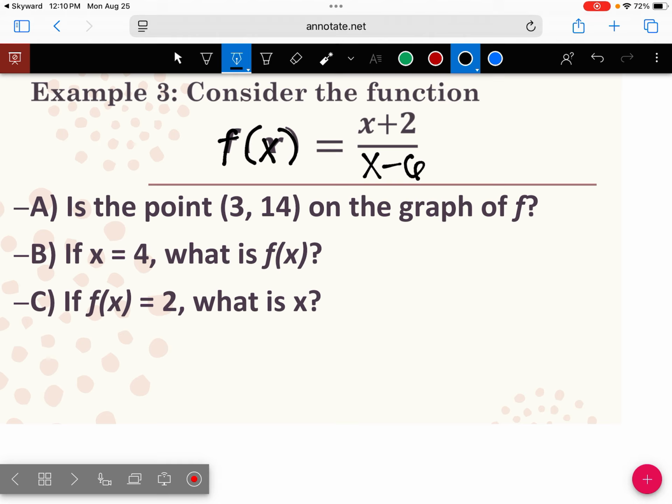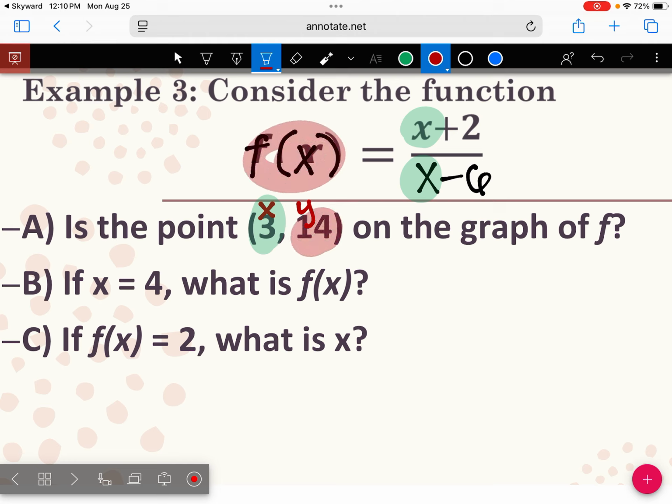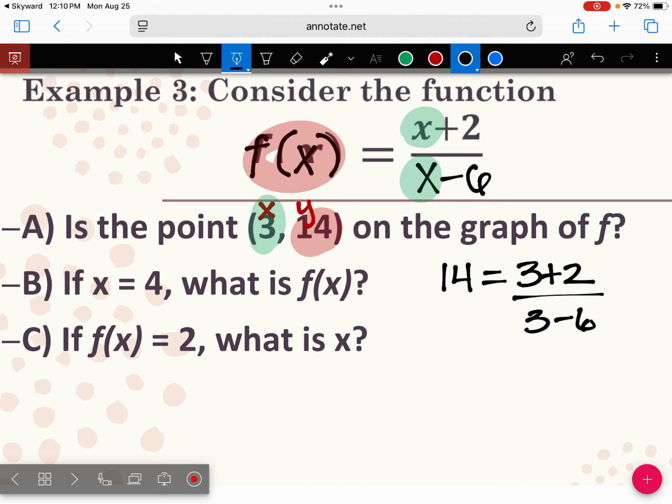Does anyone know how we would figure that out? We're simply going to substitute and see if it's true. So in place of x, I'm going to put a 3. And where my y value is, I'm going to put a 14 and solve it. So let's see. For part A, 14 equals 3 plus 2 divided by 3 minus 6. And what you need to figure out is, is this a true statement? I'm going to put a question mark, because we have to figure that out. Is that true?